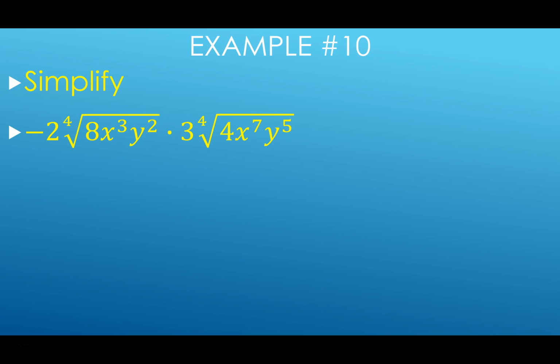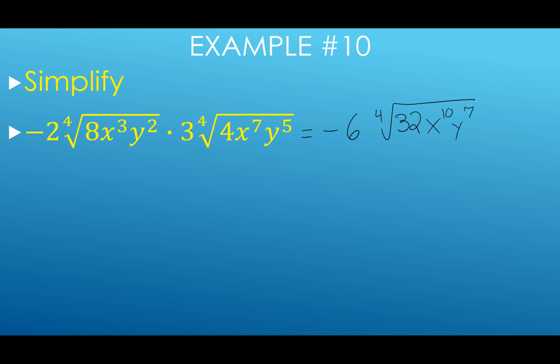We can have negatives on the outside. That's perfectly fine. The key is just make sure there's no negatives inside an even root. We're allowed to have it inside an odd root. That's fine, but not inside an even root. So multiply on the outside, we'll get a negative 6. And then it's the fourth root of on the inside. 8 and 4 is 32. X cubed and x to the 7th is x to the 10th. Y squared and y to the 5th is y to the 7th.